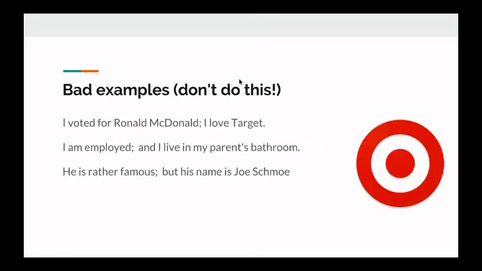Bad examples, don't do this. I voted for Ronald McDonald. Clause 1, clause 2, they do not really seem to make sense, so you would not use a semicolon there.